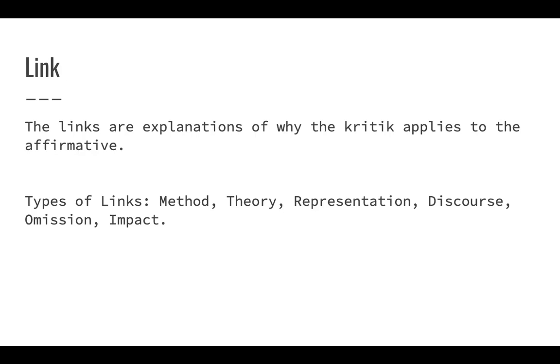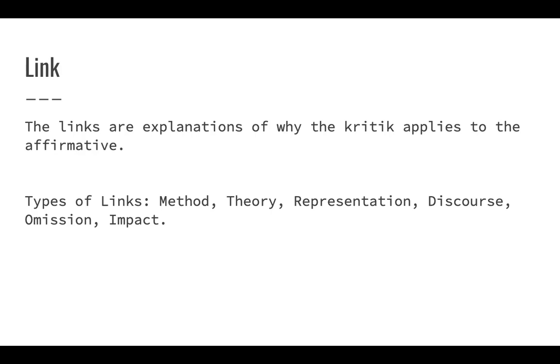There are representation links. That's a link to how the 1AC represents the world. For example, if they represent China as an aggressive and dangerous country, you might be able to link to that. Discourse links, it's a link to the way the affirmative team speaks. For example, if you misgender somebody in round. Omission, that is a link to something that's missing from the 1AC. For example, you could read a link about how the 1AC doesn't discuss women.